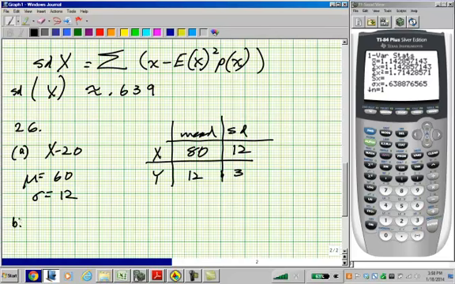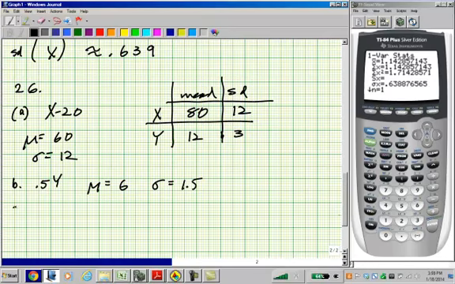B, 0.5 y. Okay, the mean equals 0.5 times 12, which is 6. Sigma equals 0.5 times 3. Remember, the standard deviation is affected by multiplication. That's 1.5. Okay, C, x plus y. Mean equals 80 plus 12, which is 92.